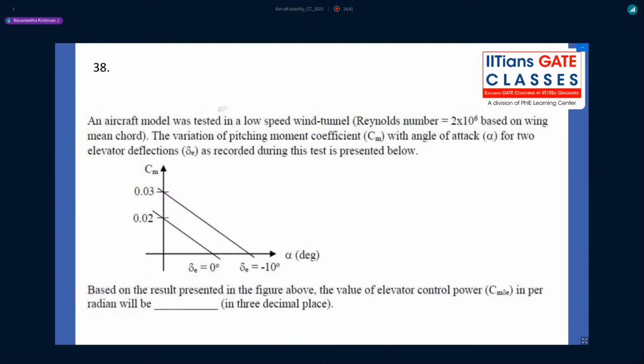An aircraft model was tested in a low-speed wind tunnel at a Reynolds number of 2 × 10^6 based on the wing mean chord. The variation of pitching moment with angle of attack alpha for two elevator deflections, recorded during the test, is presented below. For an elevator deflection of minus 10 degrees, Cm naught value is 0.03. For an elevator deflection of 0 degrees, Cm naught value is 0.02. Based on the result presented in the figure above, the value of elevator control power in per radian will be ____, to 3 decimal places.